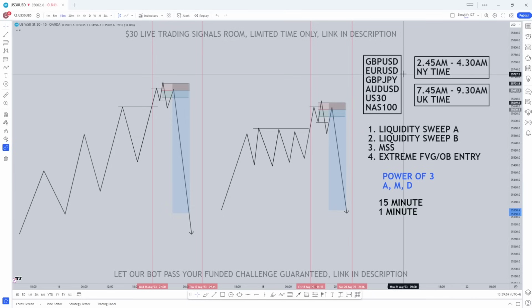GBP USD, Euro USD, GBP JPY. These are the 3 pairs I mentioned in the previous video, but just to show you guys that it works on other pairs as well if you look for it in the right place and if you look for the right strategy. We've got AUD USD, US 30 and NAS 100, so even on indices it works as well if you use it correctly. Now, what times are we going to be trading?